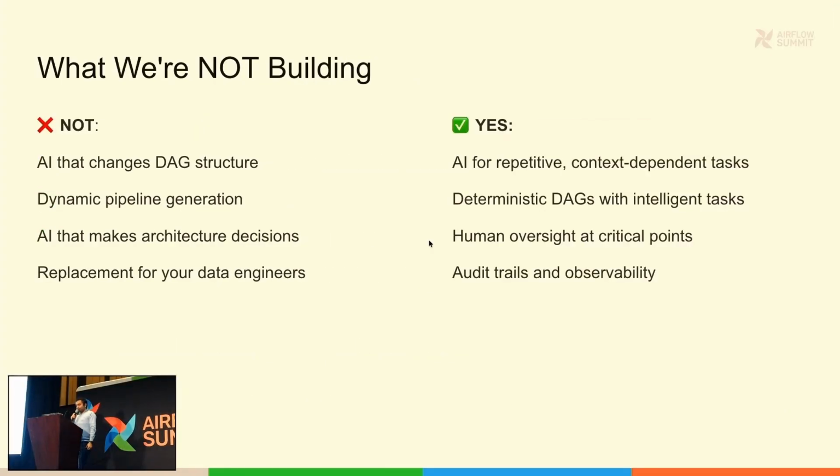So what we're not building: AI that changes DAG structure, dynamic pipeline generation, AI that is making any architectural decisions, or AI that is touching your production system. Here, the separation of concerns is there. AI is generating things, and those things are being run using the existing Airflow constructs like DB API hook, and in future object storage path and DataFusion and stuff, but that is run as part of Airflow's native constructs, not by the LLM. And there is human oversight at critical points.